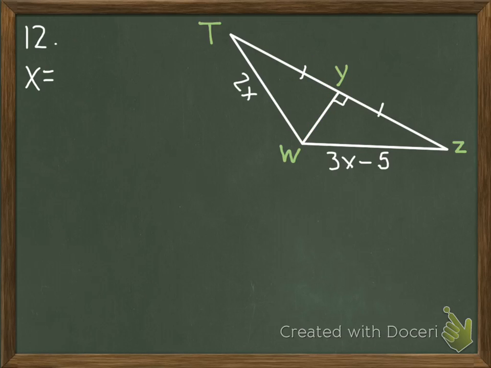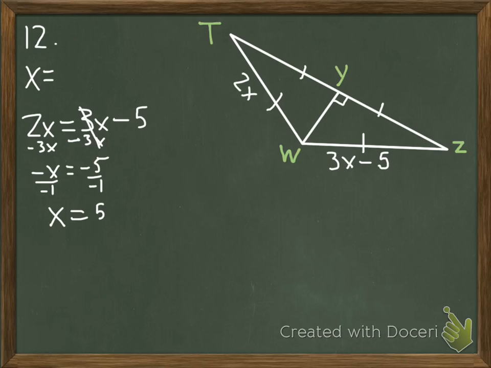Okay. So if these two pieces here are congruent, then we just set them equal to each other to solve the problem. So to solve for x, you get 2x equals 3x minus 5. Subtract 3x from both sides. We're going to get negative x equals negative 5. So whenever you see a negative x, that's like a negative 1, so we divide both sides by negative 1, and we get x equals 5.